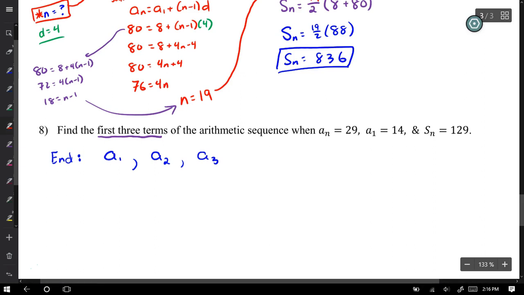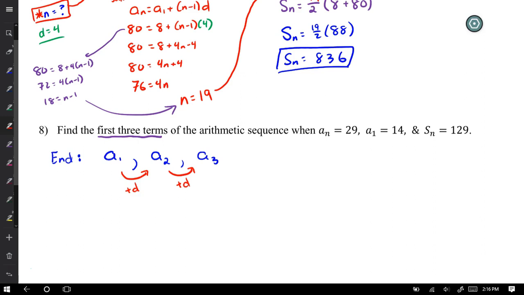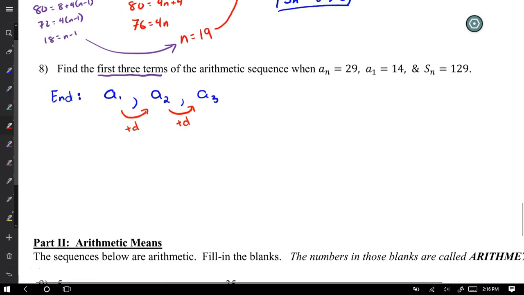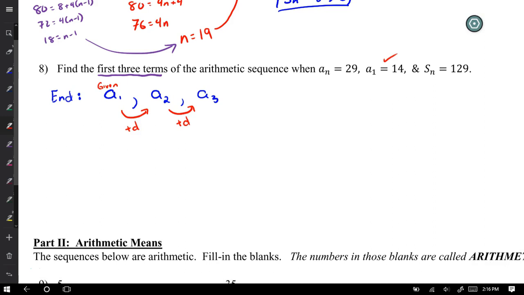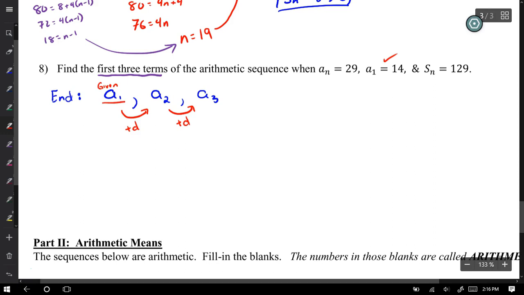Well, in order to find these first three terms, I need to be able to add a common difference each time. That's what gives me from each term to each term. So I know where I need to end. And one thing that's really nice is a1 is actually given to us. I know a1. All I need is my difference. If I know a1, to get a2, I just got to add d. And then to get a3, I just got to add d. So I know where we need to end. I need to find d. Once I find d, I got everything I need.